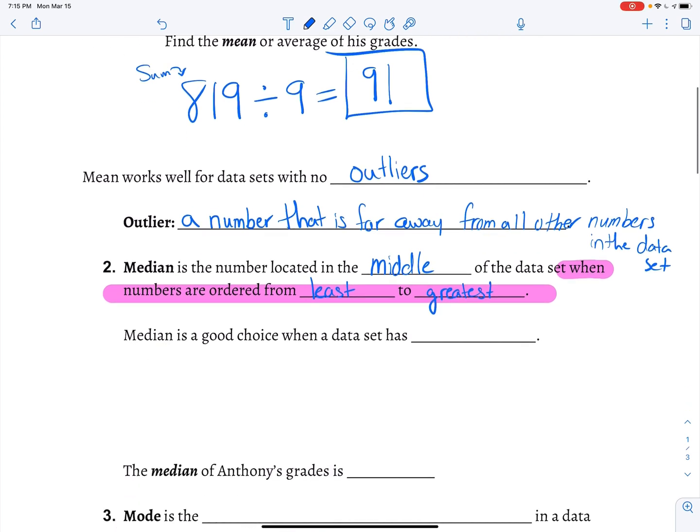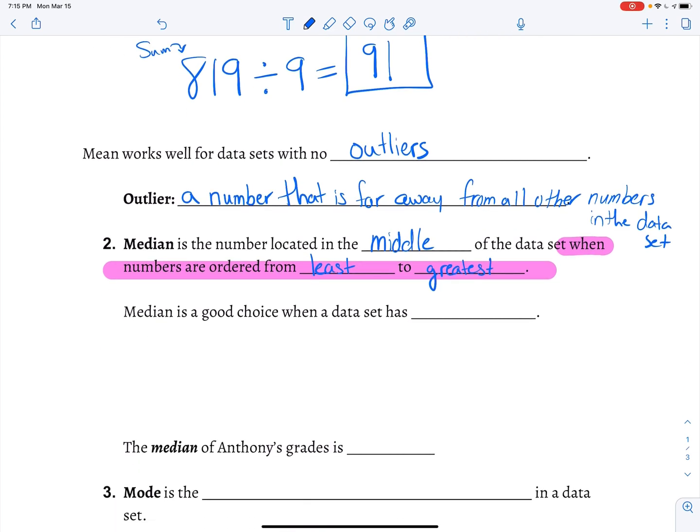So if we're writing the numbers from our data set above in order, it would be, oh, I got ahead of myself, sorry. The median is a good choice when the data set has outliers. So that's the difference between the mean and the median. So mean's good when there are no outliers. The median's better when there are outliers, or numbers that are far outside the data set.